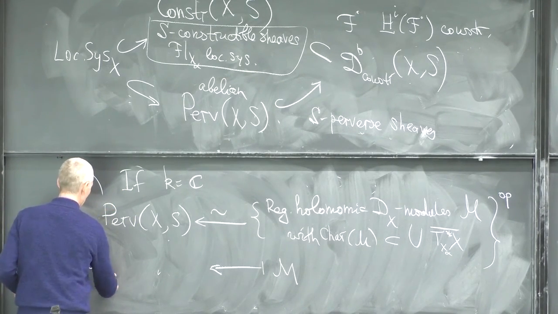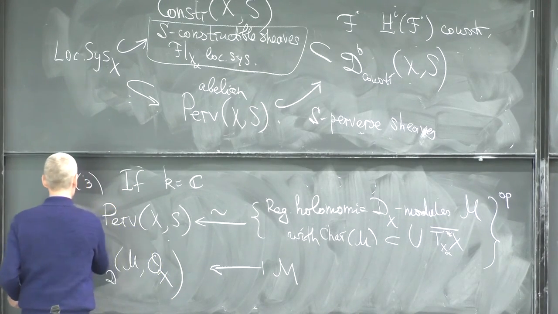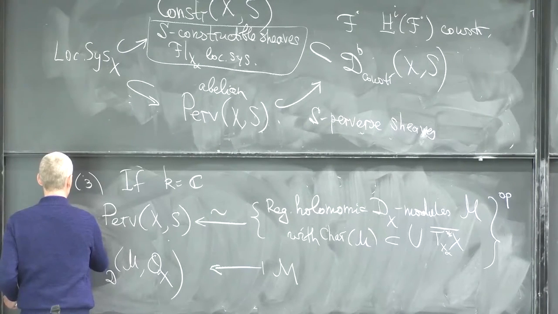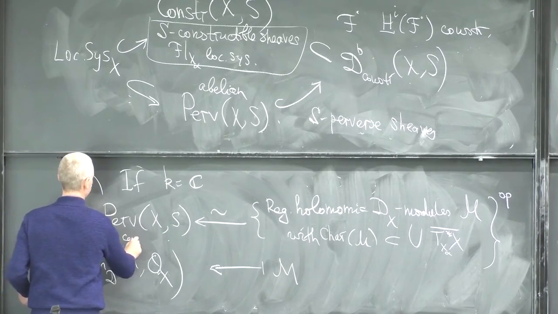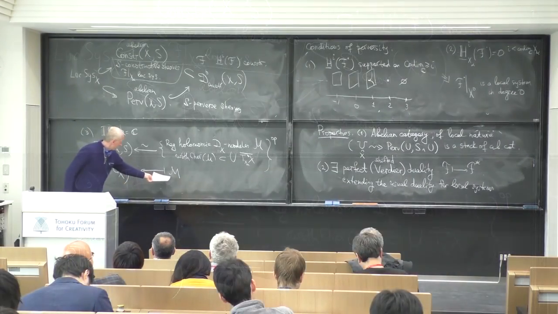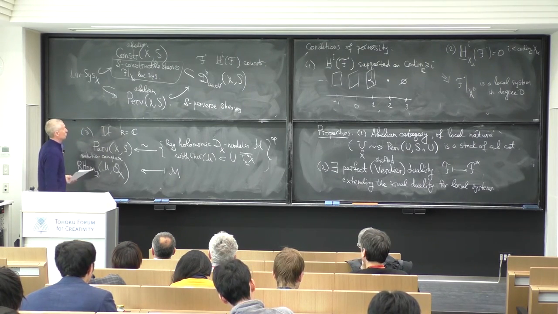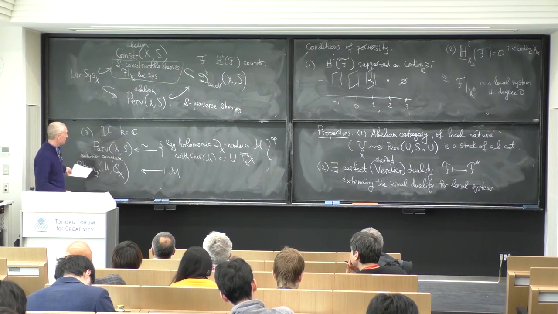So it will be R Hom over D from M to O_X. It's called the derived solution, let's say the solution complex. If you take this as the functor, then this is the normalization we get, so that a local system would be in degree zero.